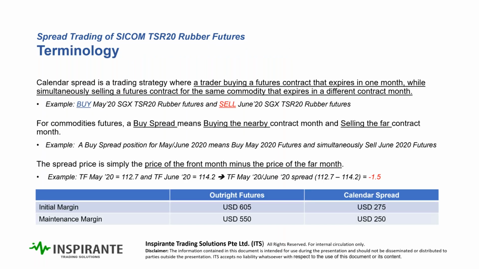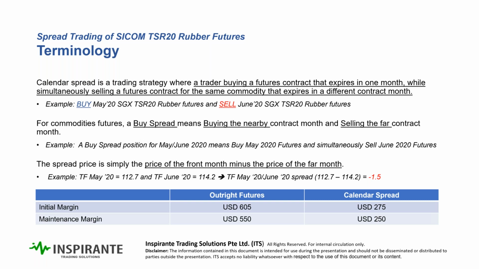Okay. Now a few things before we go on. Let's just get the terminology out of the way. Now in SGX rubber futures trading, for example, when I talk about buying a spread, essentially what I'm saying is I'm buying the front month, the nearer month expiration, and selling a further month expiration.